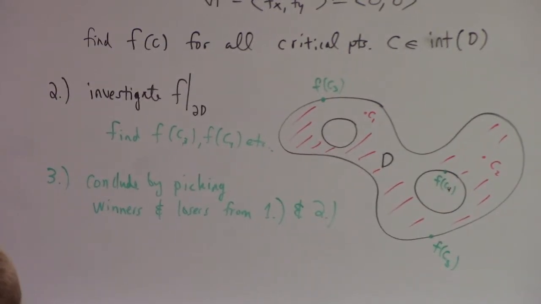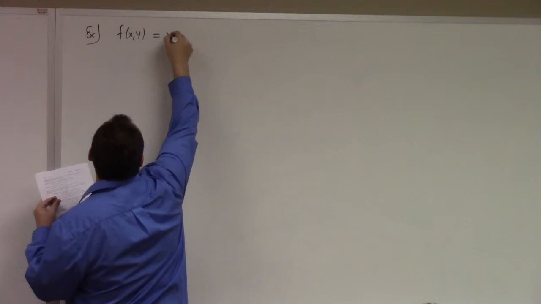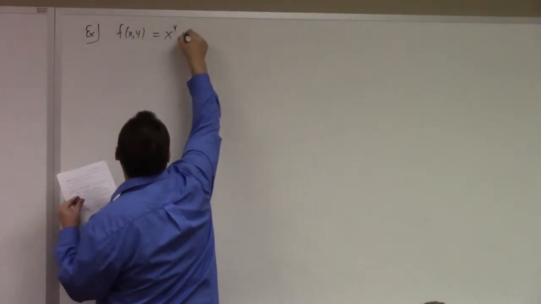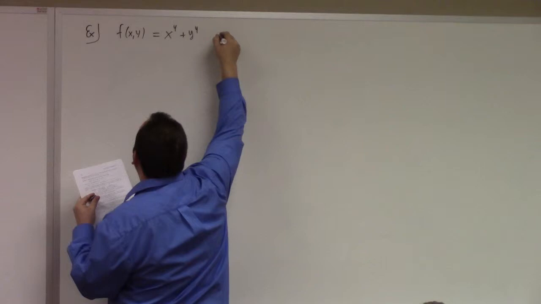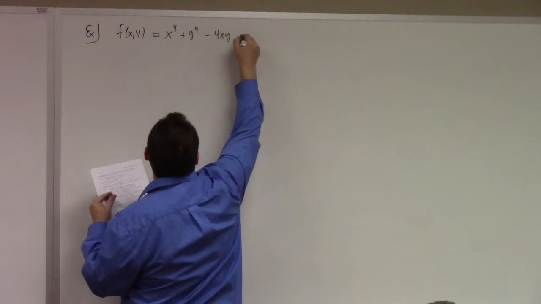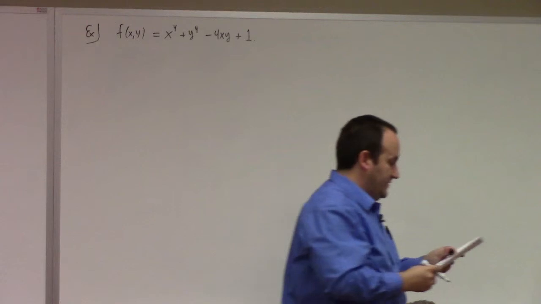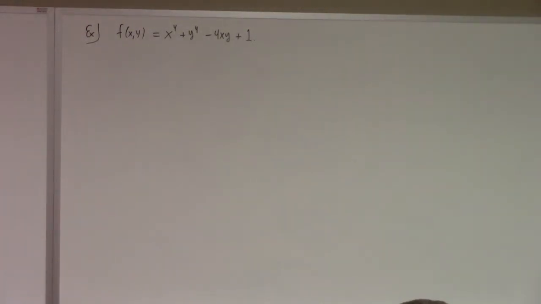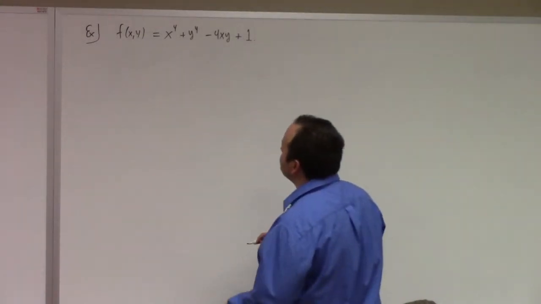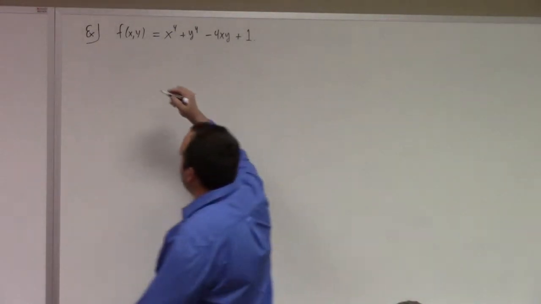I'm going to make up a new example. Actually, it's a twist on an example I have in my notes. The objective function we're going to look at is f of x, y equals x to the fourth plus y to the fourth minus 4xy plus 1. Now, this is example 5.4.3 on page 266 of my notes, but I do it for a different region there. I'm going to twist it a little bit.